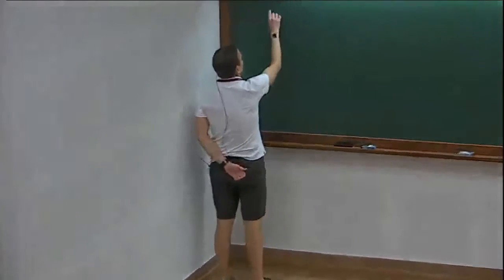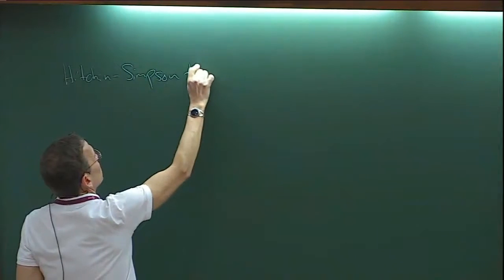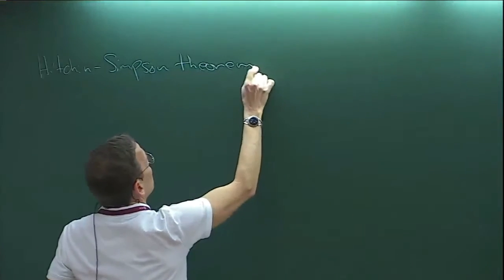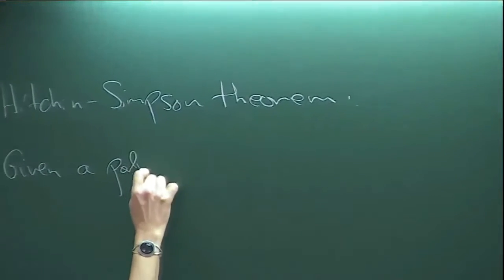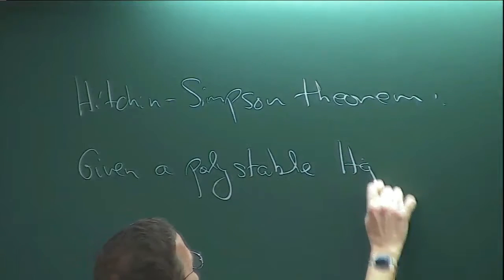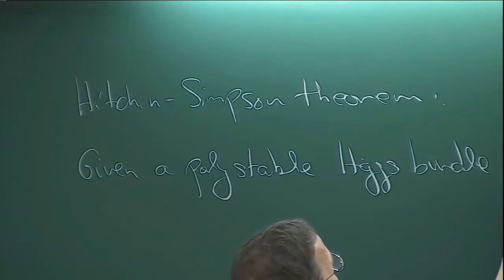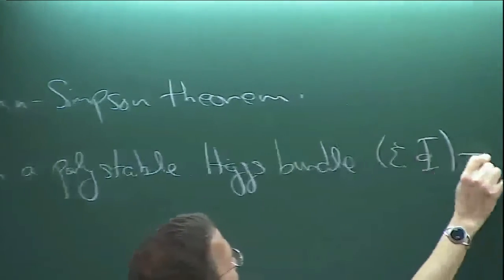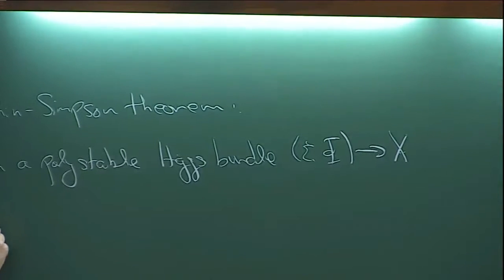Just to recall the things that I want to show today. So we have the Hitchin system, the Hitchin-Simpson theorem, which says that given a polystable Higgs bundle (E, phi) on X, so here X is a compact Kaehler manifold.